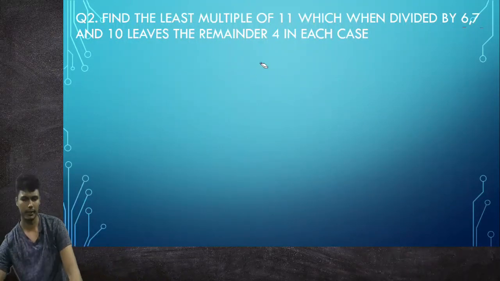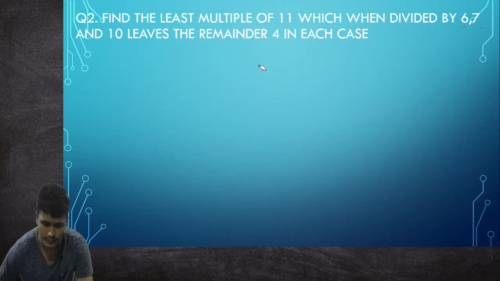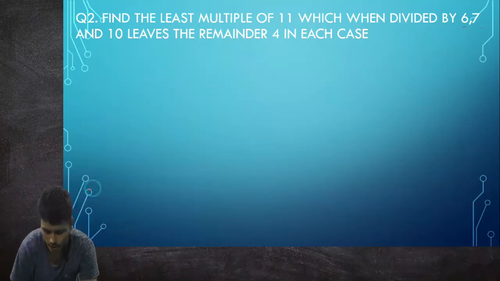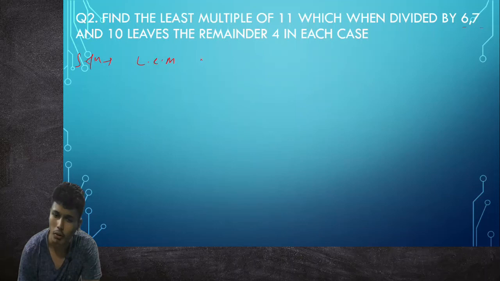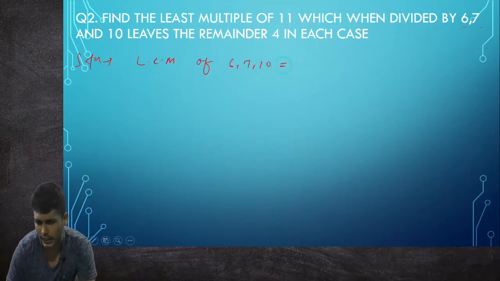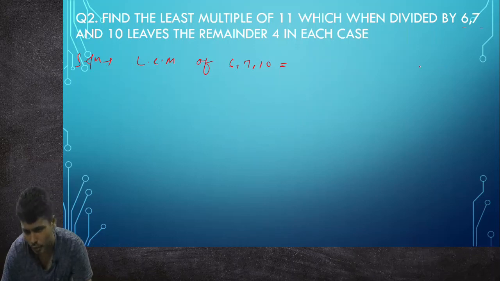Like before, find the LCM. It's simple as it is. Find the LCM of these three numbers. So the LCM of 6, 7, 10 will be the solution. What will be the LCM? You find out the LCM. You know how to find the LCM, right?